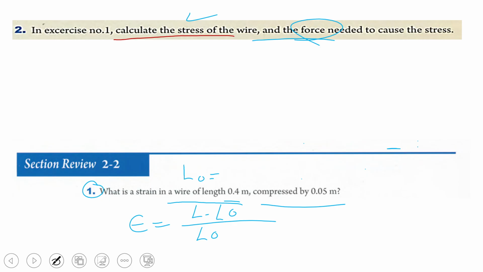Guys, because in here it's written compressed, that means the number that comes after compressed is L minus L naught. The other is L naught. So which one is L minus L naught? 0.05. Why? Because it's written compressed.